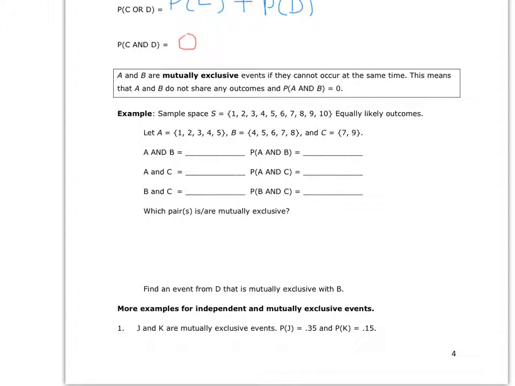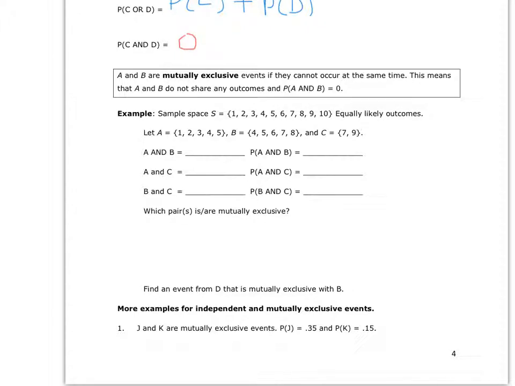Okay, so let's look at another example here. We have a sample space that includes the integers 1 to 10, and we're going to assume equally likely outcomes. And we're going to let A equal 1 through 5, B equals 4 through 8, and C equals just 7 and 9.